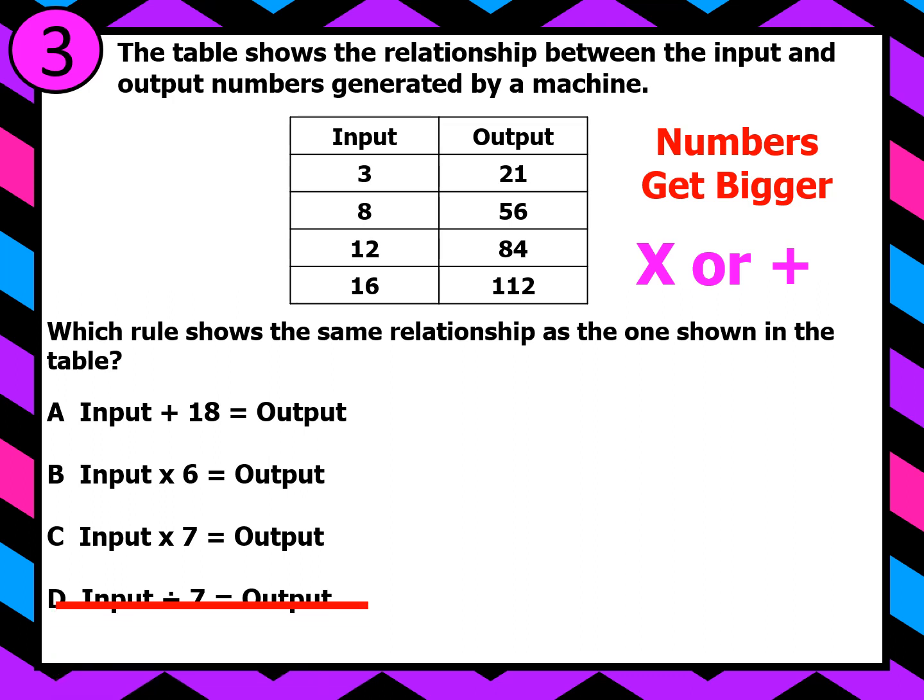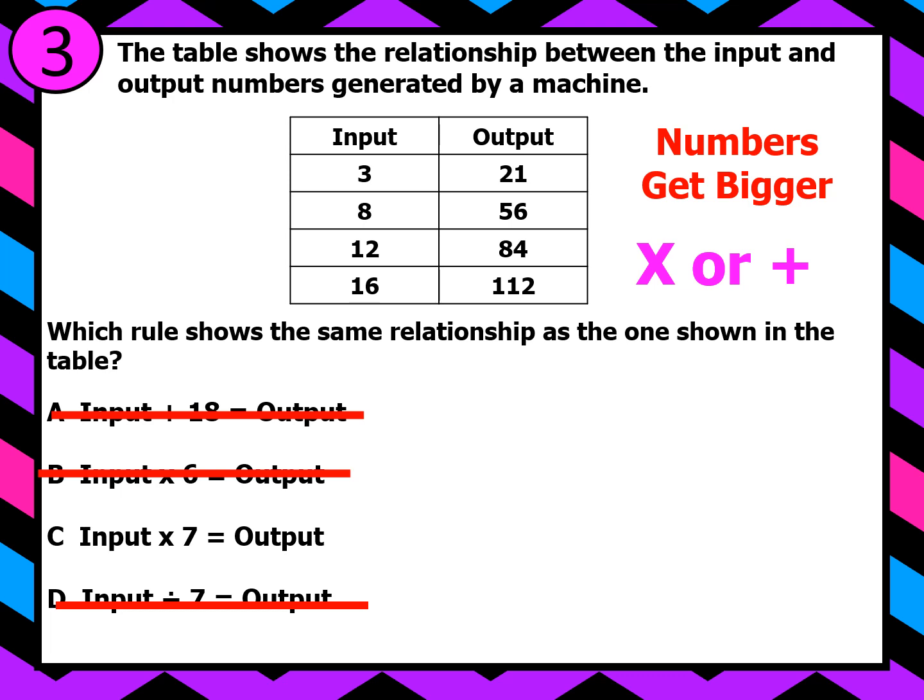I am now going to analyze answer choice A. Input plus 18 equals output. 3 plus 18 is 21. 8 plus 18 is not 56, so I know the answer is not A. I am now going to analyze answer choice B. 3 times 6 is 18, not 21, so I know the answer choice there cannot be B.